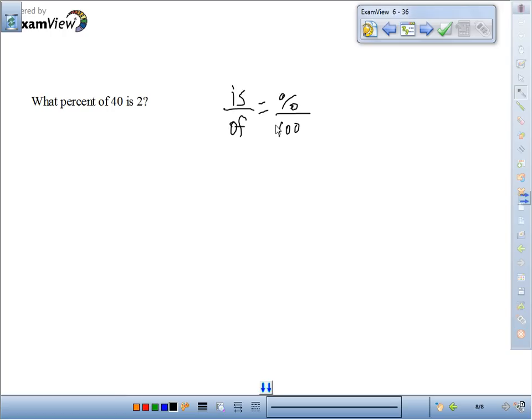Tell your neighbor the formula, please. Okay, so then from here you just write your blanks equals blank over 100. Start circling stuff. Let's see, of 40. I wonder where that goes. Denominator. The is, let's see, is 2. Where does that go? And they're asking for the percent.